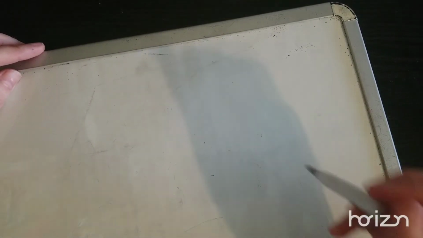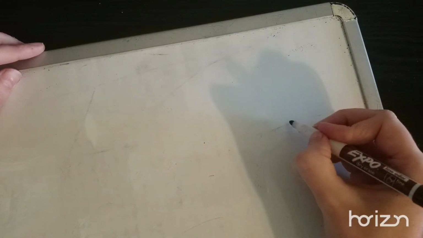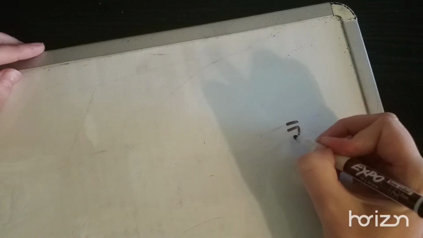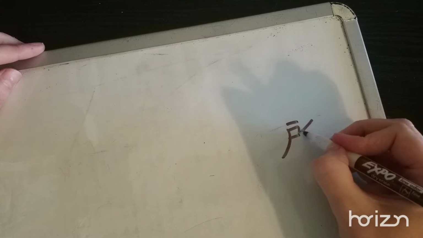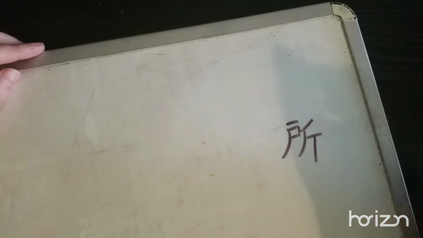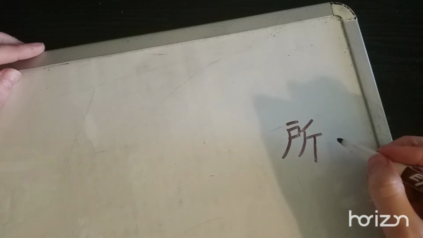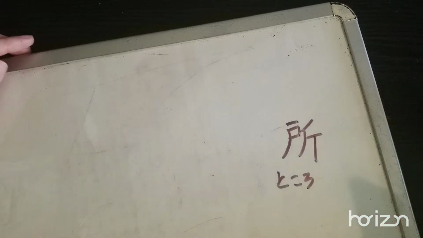Next, place. 1, whoops, already went wrong. 1, 2, 3, 4. So again, that little element that we've encountered previously. 5, 6, 7, and 8. Place. And so this is tokoro, like we talked about much earlier in the year, like inu wa doa no tokoro ni imasu.